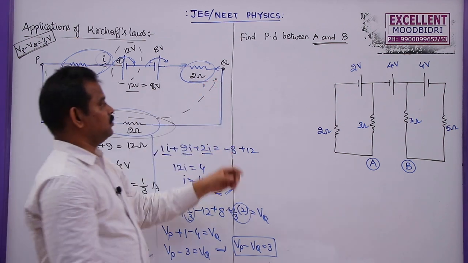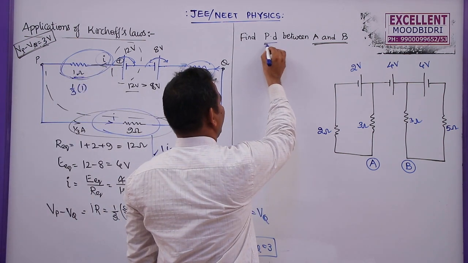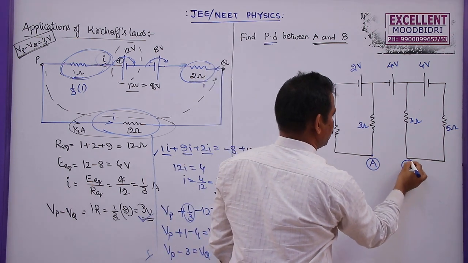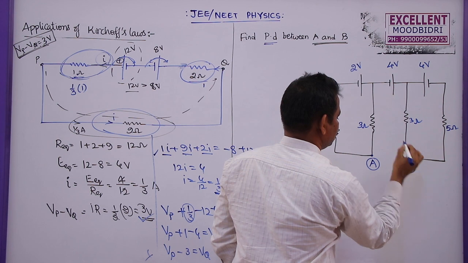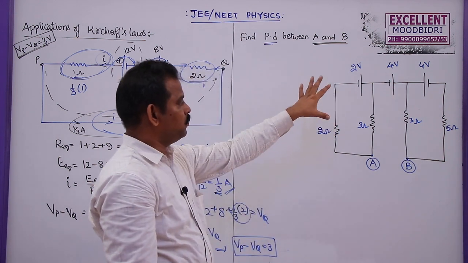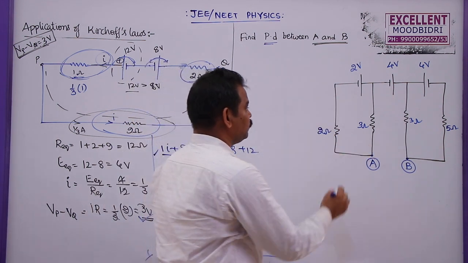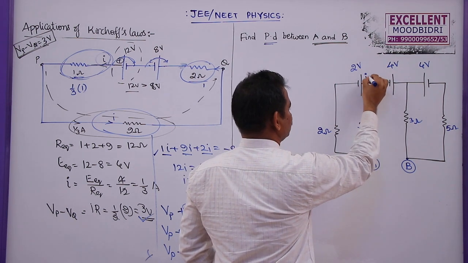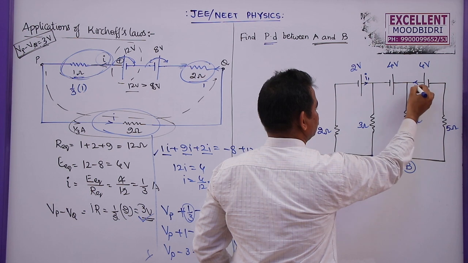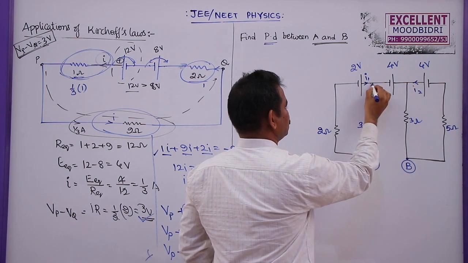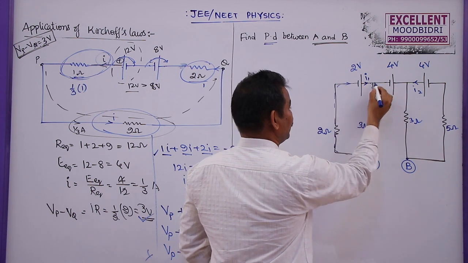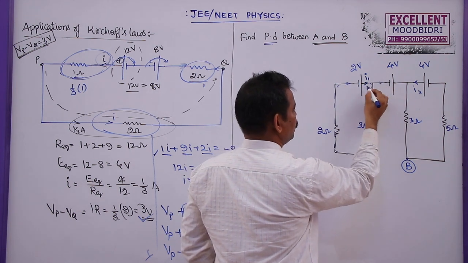Now let me check one more problem. Find the PD between A and B. So this is a point which is at a potential VA, this is VB. I need to find out the potential difference between A and B. Here we have 3 cells. Let us say the current coming from this one is I1, current coming from this cell is I2, and this current is coming like this, passing through this one, and let us say it is going like this. But you may think that some current may move in this direction.